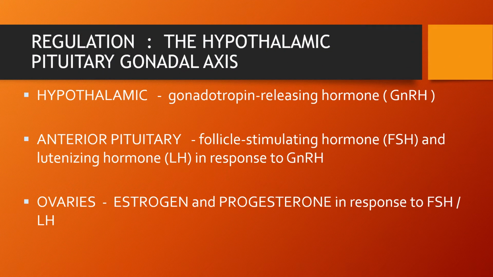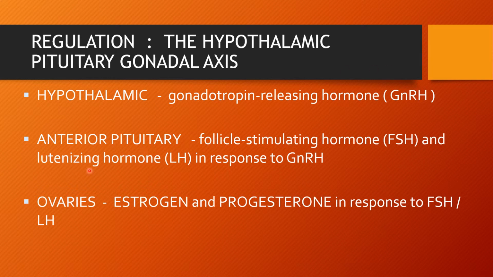Now let's go to the hormonal regulation of the female reproductive system, the hypothalamic-pituitary-gonadal axis. What are the important glands in this system? One would be the hypothalamus, which releases GnRH, or gonadotropin releasing hormone. The anterior pituitary will be releasing the follicle stimulating hormone and the luteinizing hormone in response to the GnRH.